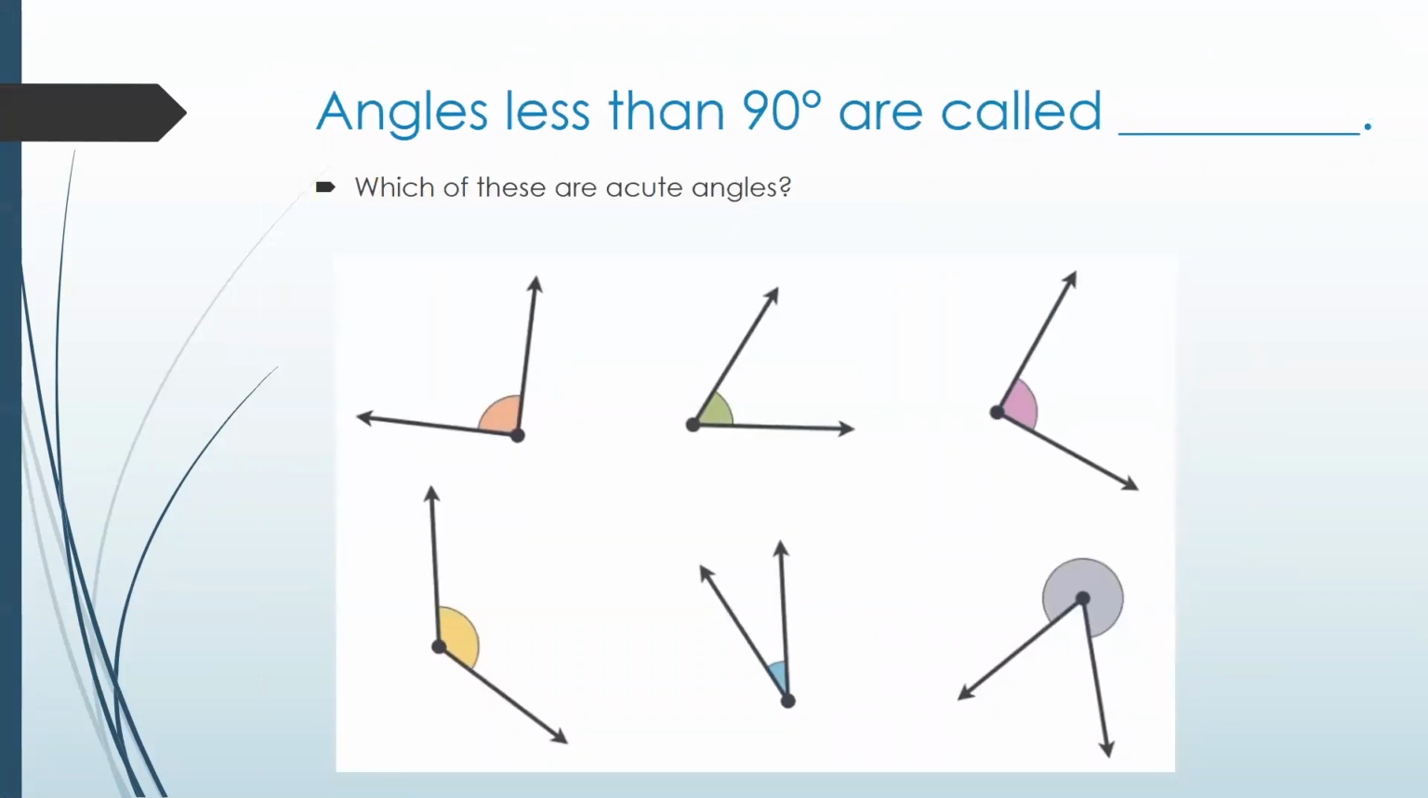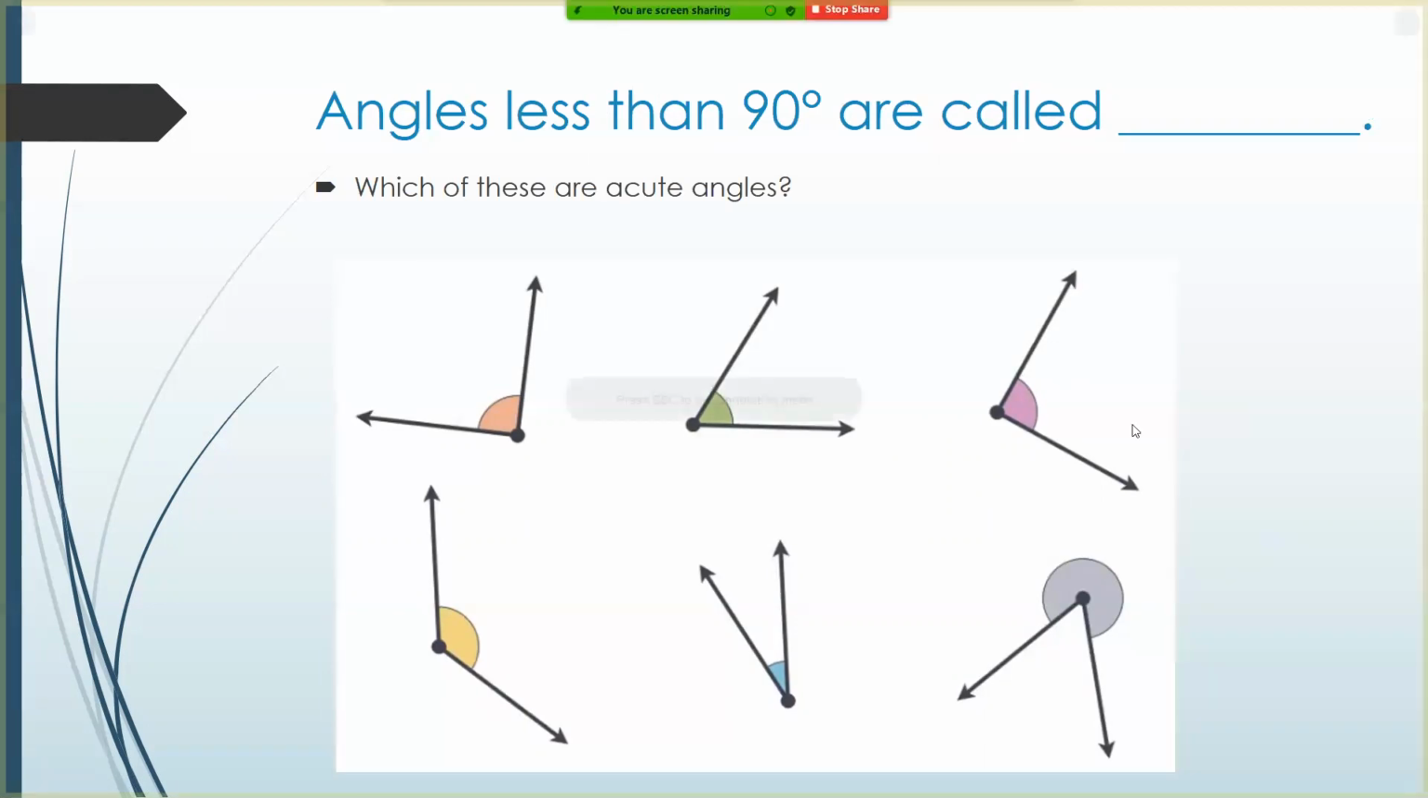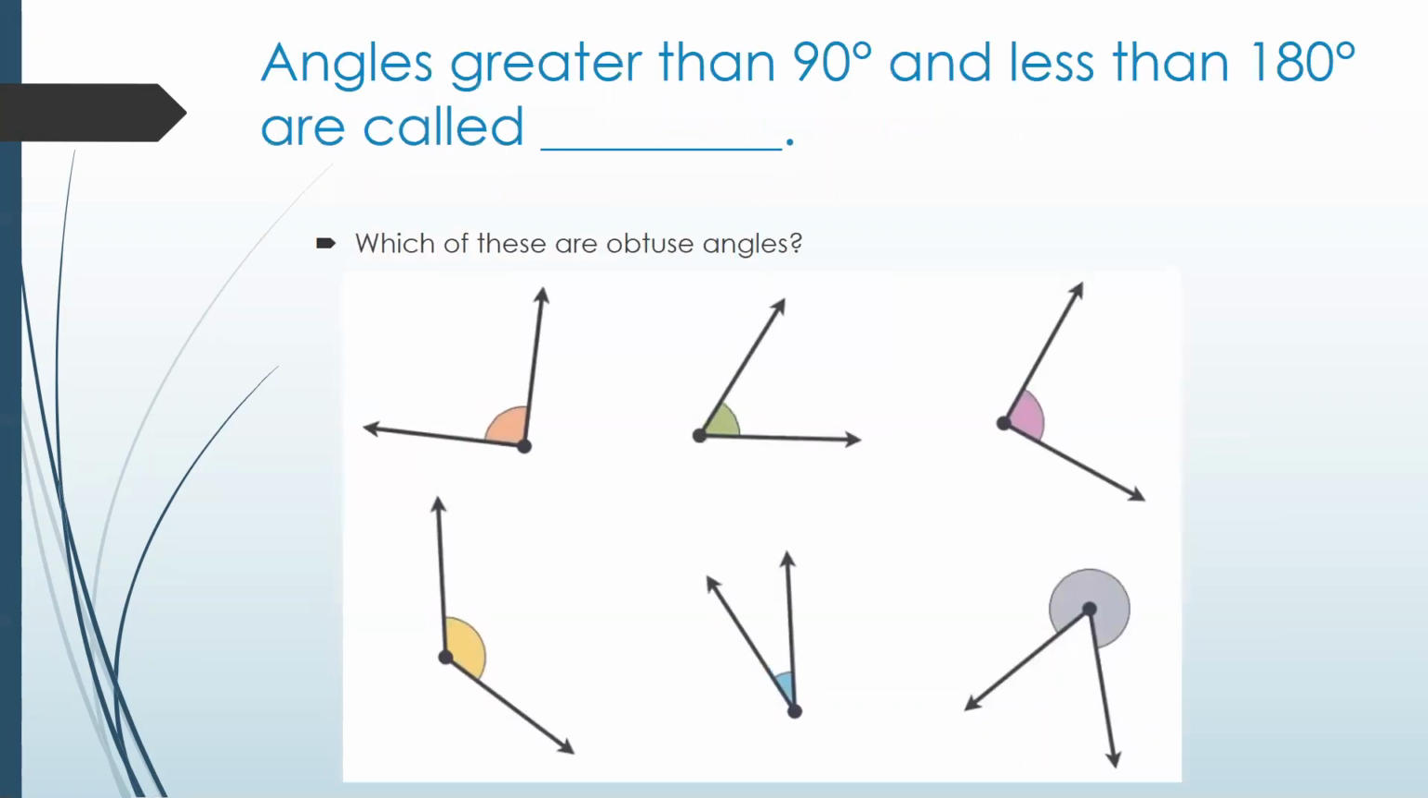Angles that are less than 90 degrees are called acute. So acute angles are any angle less than 90 degrees. So go through your 6 options and tell me which ones you think are acute. The 2 middle ones. Why is this one down here in the bottom right not an acute angle? Yep, because it's going all the way around and not just in here. Nice job. I thought I would get somebody.